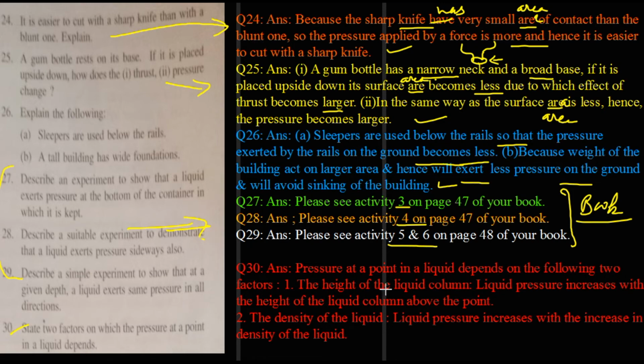Question 30. State two factors on which the pressure at a point in a liquid depends. It depends upon the height of the liquid column. The pressure increases with the height of the liquid column above the point, and decreases with the shortness of the liquid column. It also depends on the density of the liquid. Pressure increases with the increase in density of the liquid, and decreases with the decrease in density of the liquid.